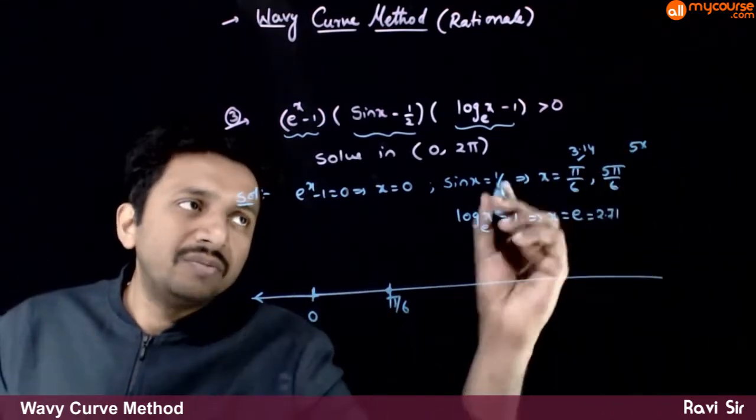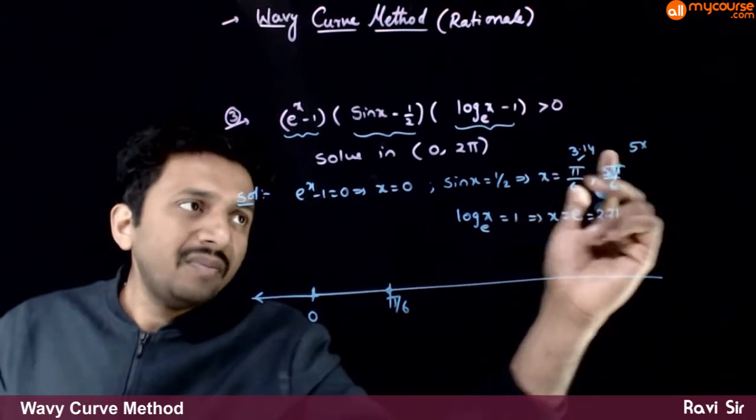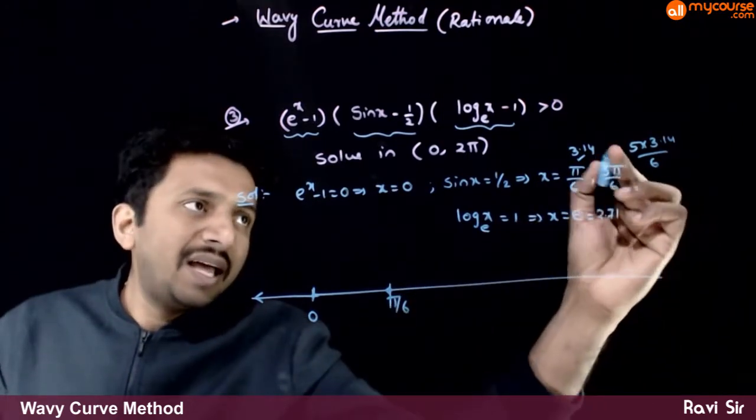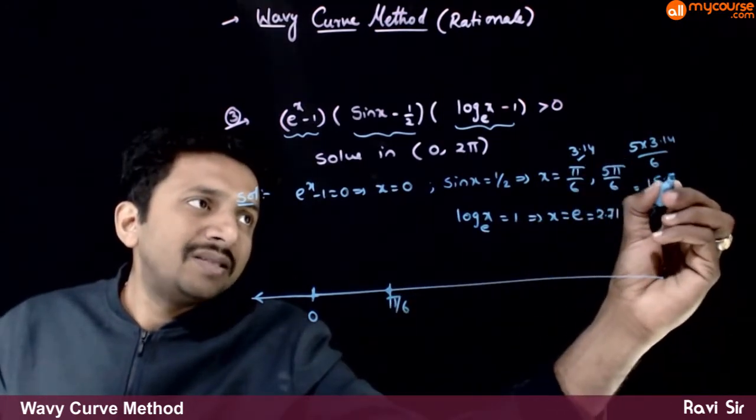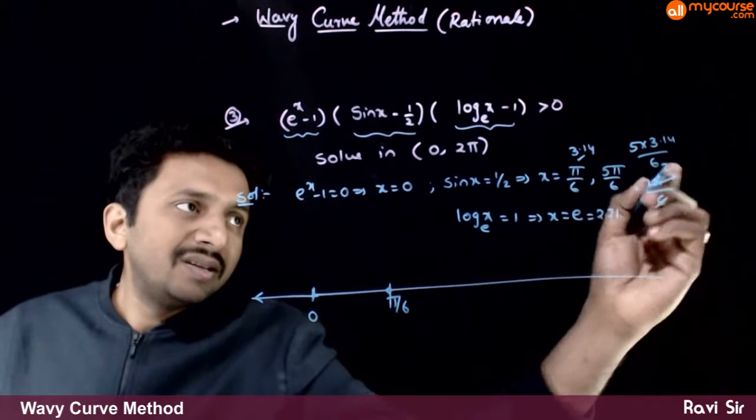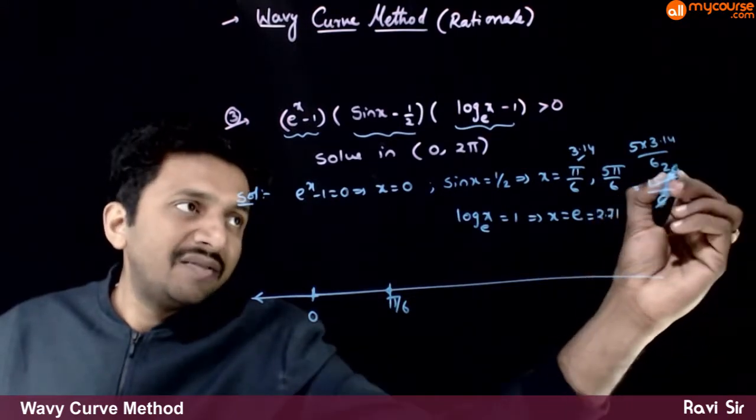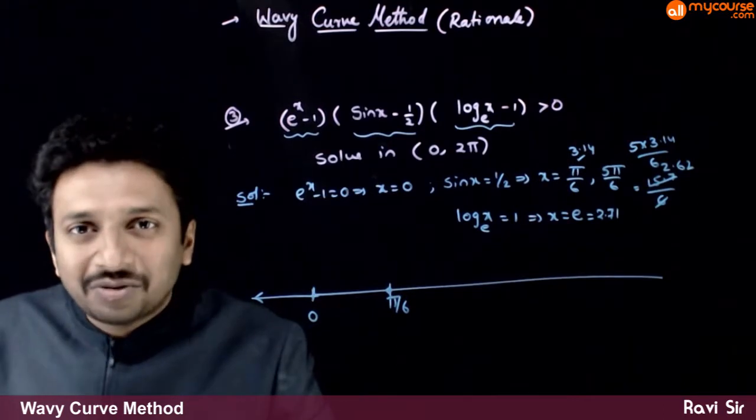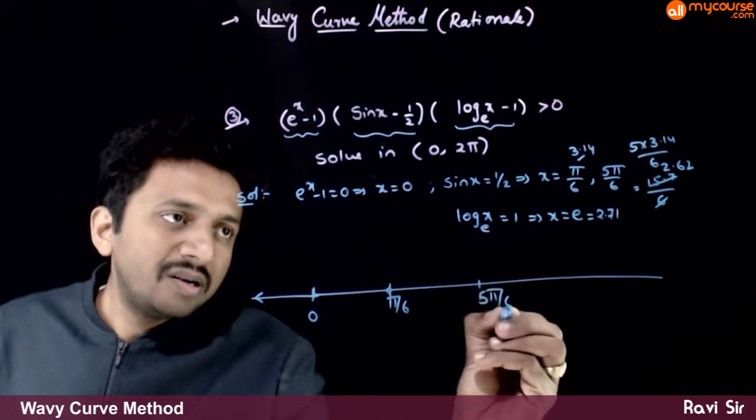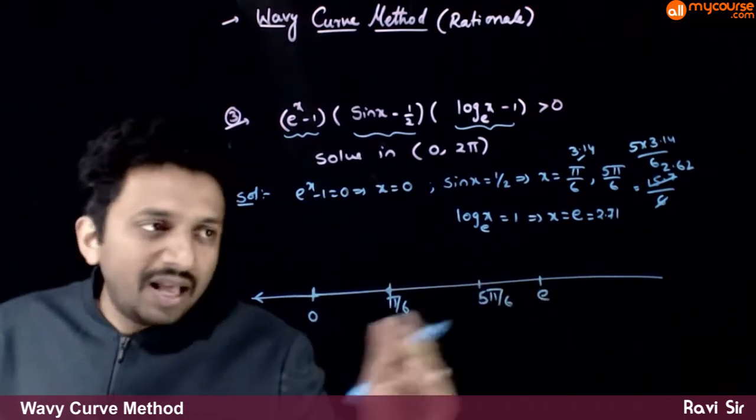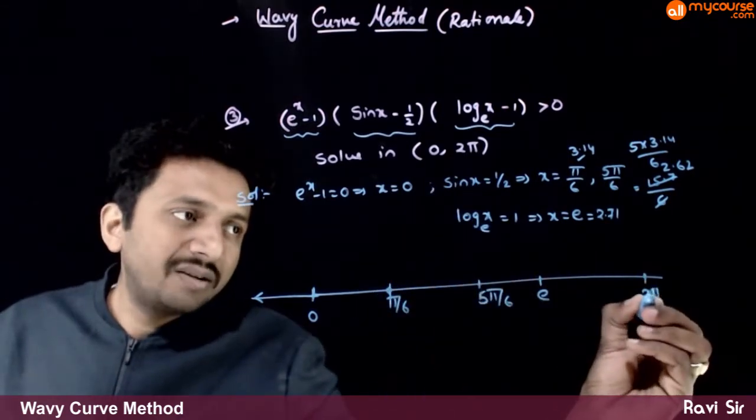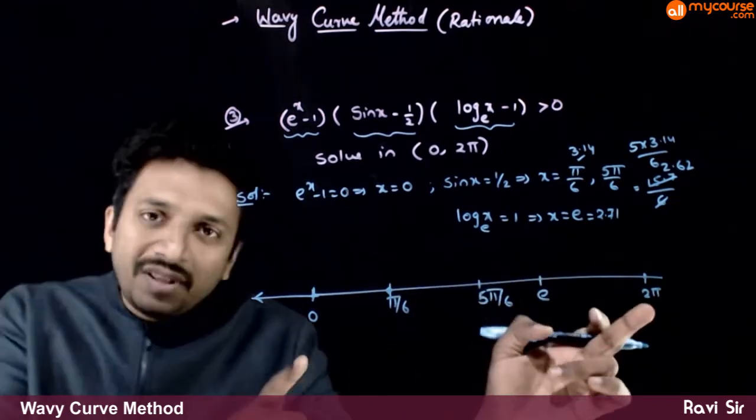So 5 into pi by 6 is 5 into 3.14 by 6, which is 15.7 by 6, about 2.62. And e is 2.71. So 5 pi by 6 lies before the value of e. And after e comes 3.14, and 2 pi is 6.28, so 2 pi lies somewhere here. So you're asked to solve within this interval.